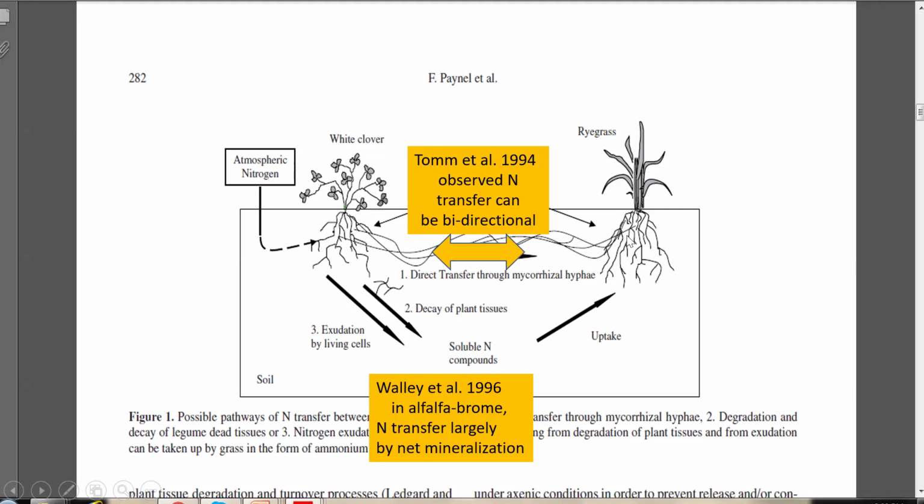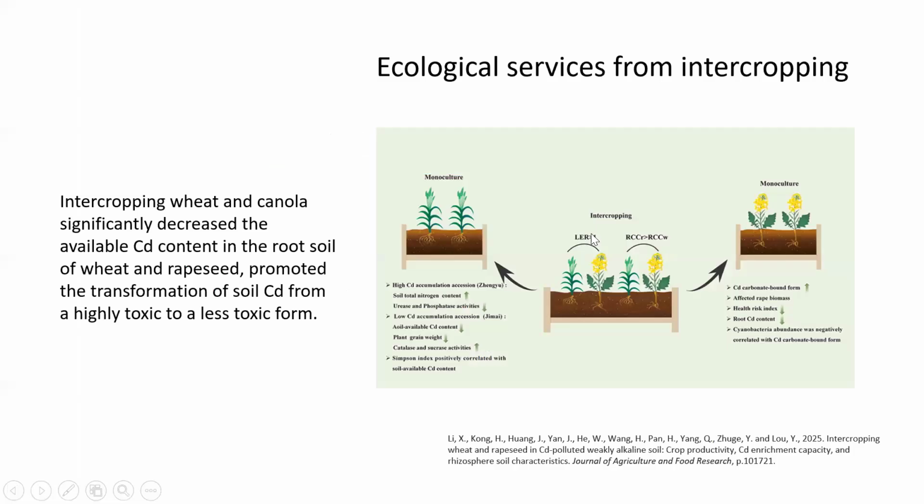The legume is also capable of extracting nitrogen from the grass if the grass plant happens to have a lot of nitrogen. And alfalfa is particularly good at that. Research has demonstrated that. This paper is interesting because it looks at how intercropping wheat and canola have significantly decreased the available cadmium content in the root zone of both of these crops, promoting the transformation of soil cadmium from a highly toxic to less toxic form.